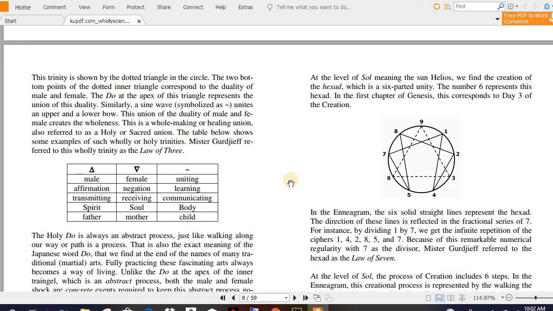That's cool. This union of the duality of male and female creates the wholeness. This is the whole-making or healing union, also referred to as holy or sacred union. The table below shows some examples of such holy trinities. Mr. Gurdjieff referred to this holy trinity as the law of 3: male, female, uniting; affirmation, negation, learning; transmitting, receiving, communicating; spirit, soul, body; father, mother, child.